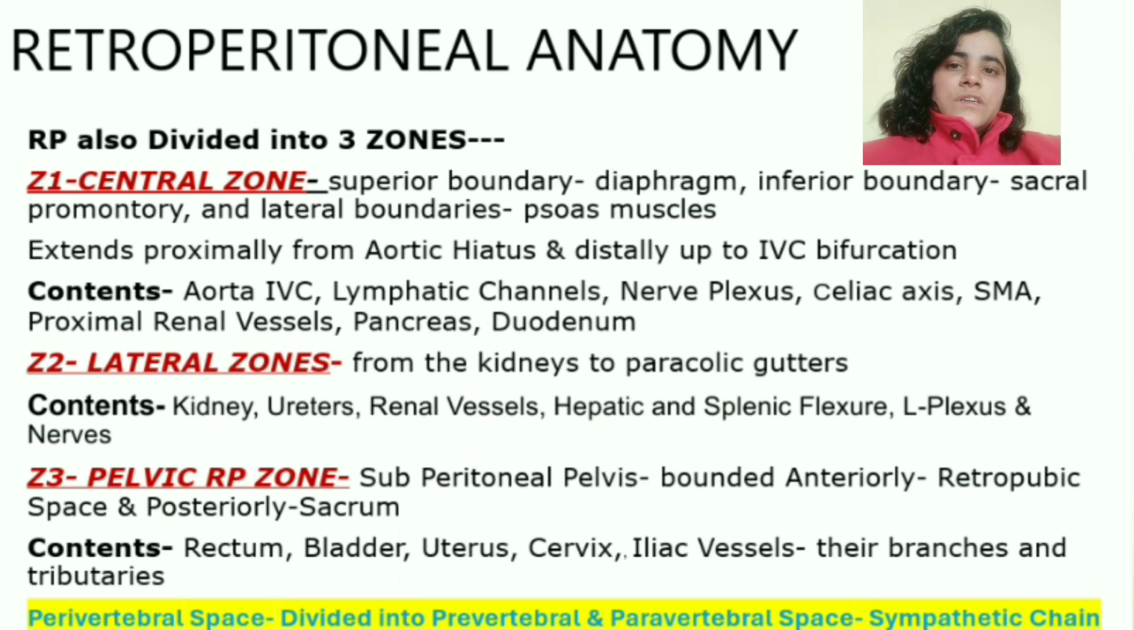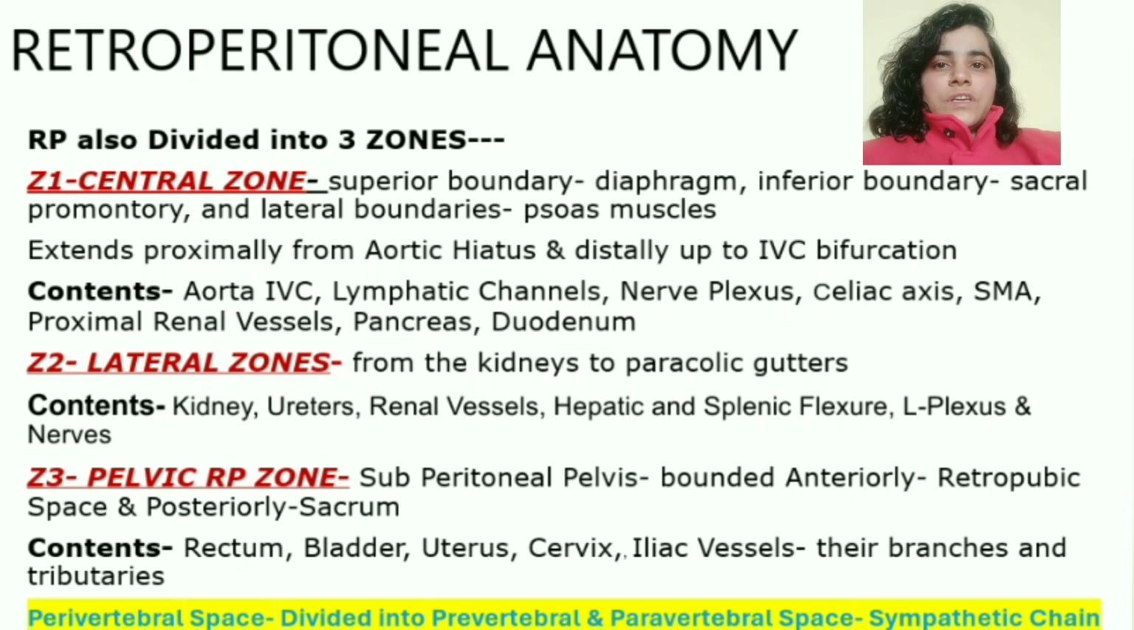Zone 2 is the lateral retroperitoneal zone, and it extends from the kidneys to the paracolic gutters, and the content being the kidney, renal vessels, ureters, hepatic and splenic flexures. Zone 3 is the pelvic retroperitoneal zone, and this is bounded anteriorly by the retropubic space and posteriorly by the sacrum. Contents being rectum, bladder, uterus, cervix, iliac vessels and their branches.